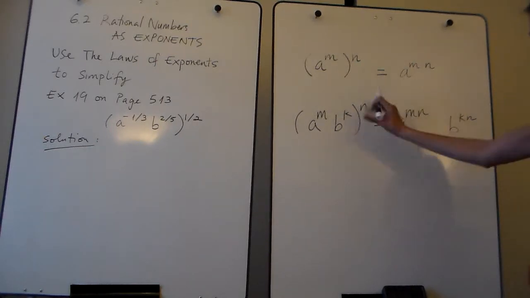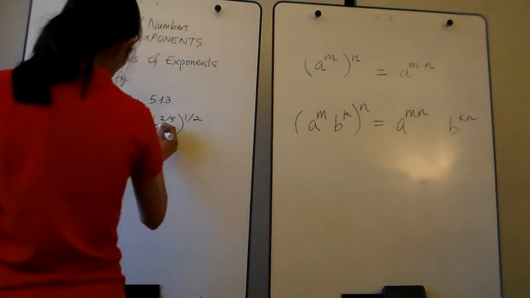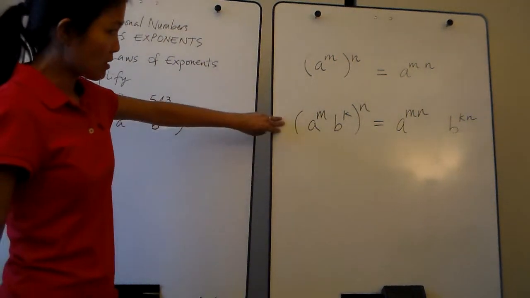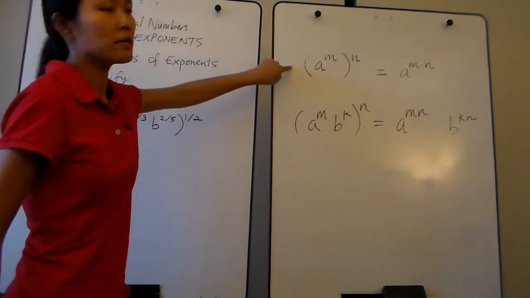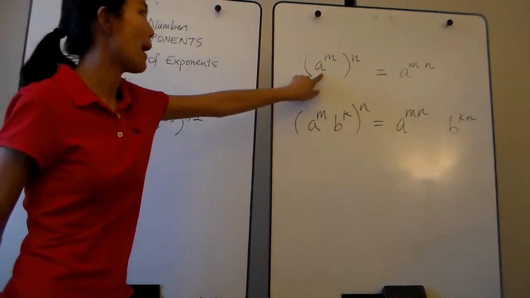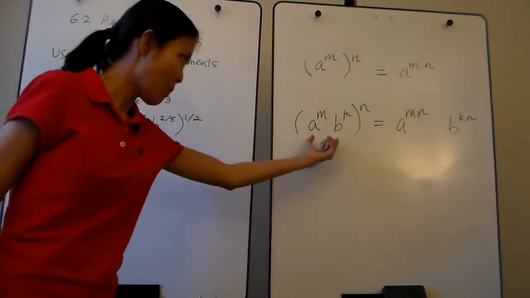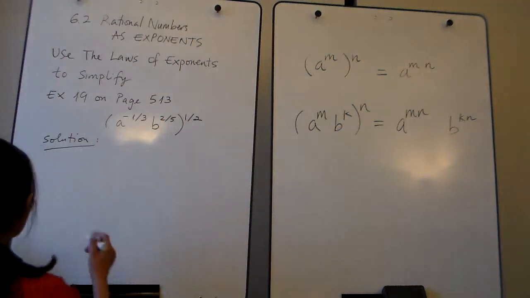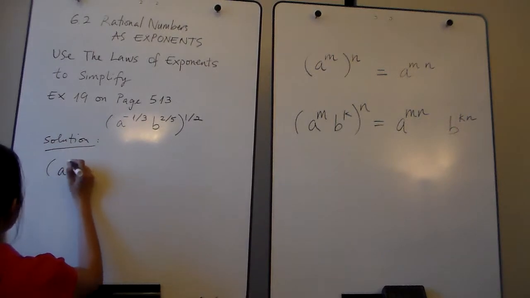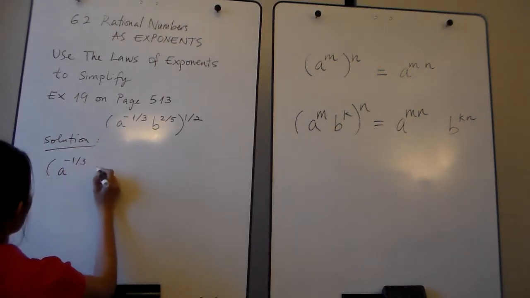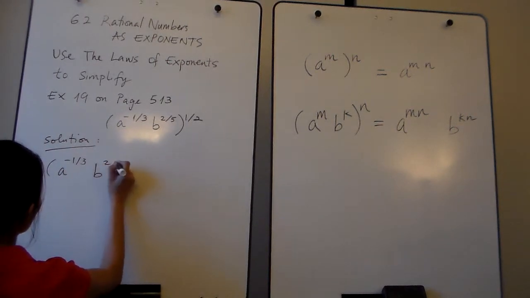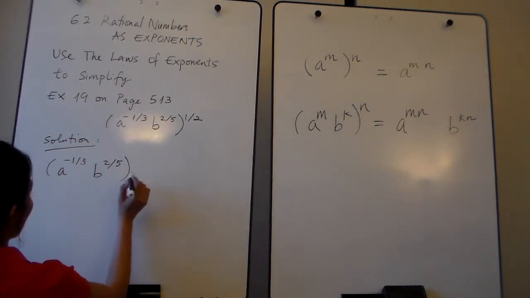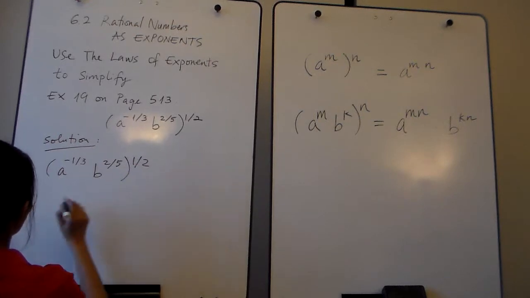So I'm going to use this for this. We have two different bases, but again, this is from this. The only thing different is that this has one base, which is A, and this has two bases, which are A and B. So, given A to the negative 1 divided by 3 times B to the 2 divided by 5, everything raised to 1 divided by 2.